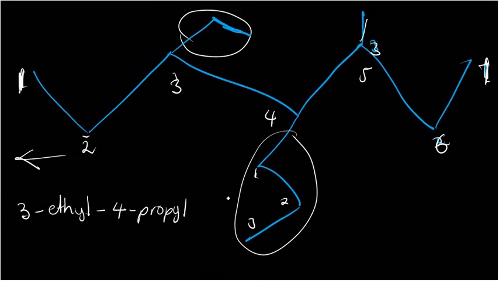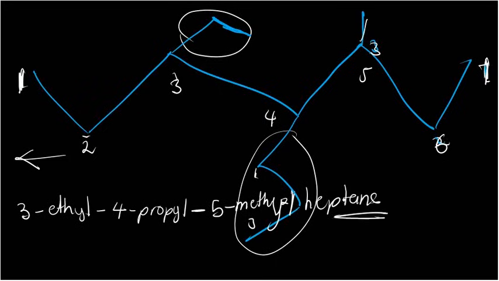Then what's this name? On carbon number 5? That's methyl. So it would be 5-methyl. Then what's everything? That's heptane. Straightforward like that.